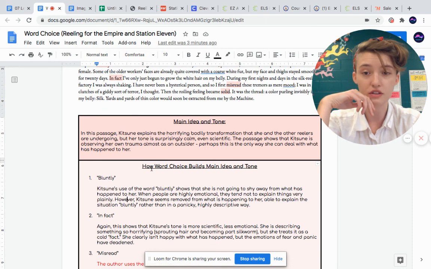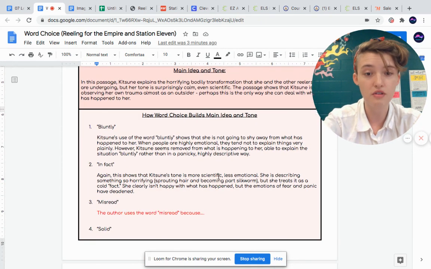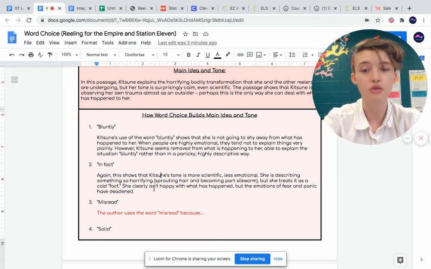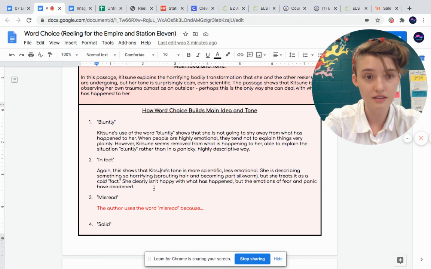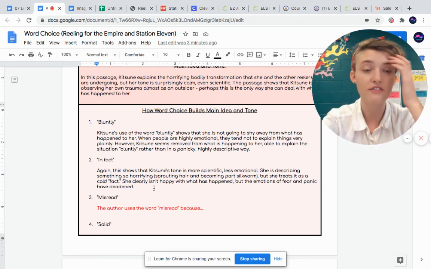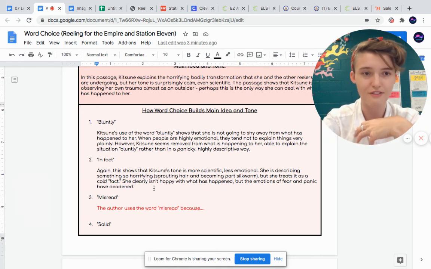So why does she use the words "in fact"? Again, this shows that Kitsune's tone is more scientific, less emotional. She's describing something so horrifying, sprouting hair and becoming part silkworm, but she treats it as a cold fact. She clearly isn't happy with what has happened, but the emotions of fear and panic have deadened. So it's like those feelings of fear have kind of gone away, and now she's just kind of numb inside. And so she's describing things very factually, like, in fact, this is what happened.